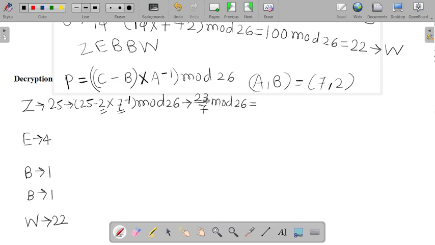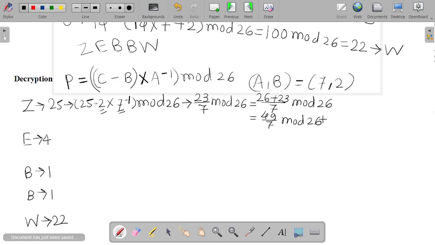The number 23 is not divisible by 7. That's why we add 26: 26 plus 23 divided by 7 mod 26. And 26 plus 23 is 49, so 49 divided by 7 mod 26. 49 divided by 7 gives the value 7, and 7 mod 26 is 7, and for 7 we can write our plaintext letter as H.